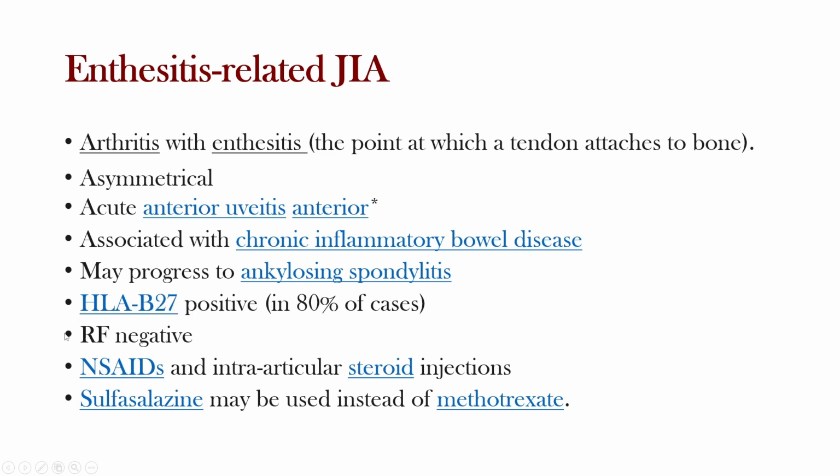Then we will have HLA-B27 positive, like in psoriatic arthritis. RF will be negative. NSAIDs and intra-articular steroids will be the treatment. We can use methotrexate or sulfasalazine, which are both DMARDs, as a treatment as well.